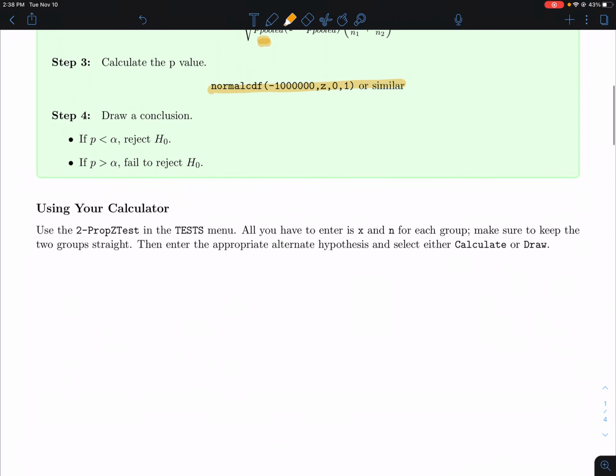In our calculator, we can use 2-PropZTest instead of 1-PropZTest, since it's two variables instead of one. And that would just give us the full answer right away. In this section, I would recommend using the 2-PropZTest as a way to check yourself, because I don't think these will be quite as hard as section 2 that we did.